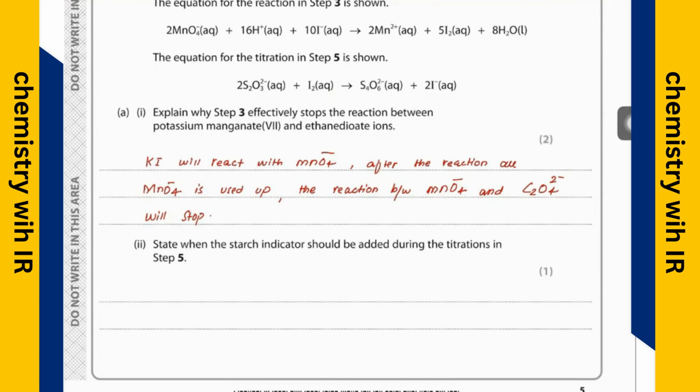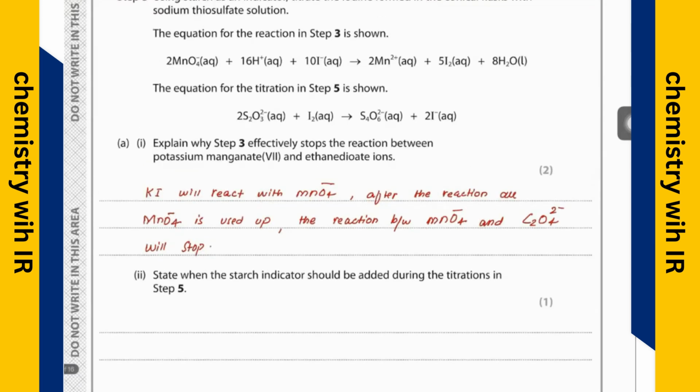If you add starch indicator and it forms a blue black complex, what does it mean? It means that iodine is still left, that's why it is reacting with the starch indicator. And if there is no color change with the starch indicator, it means all the iodine has reacted with the thiosulfate ion. So that's why in step 5, starch indicator should be added during the titration.